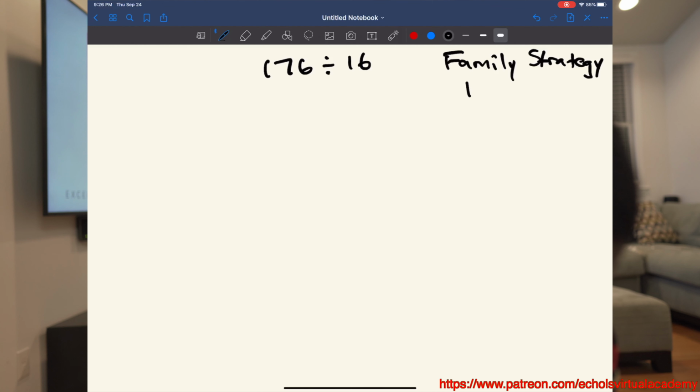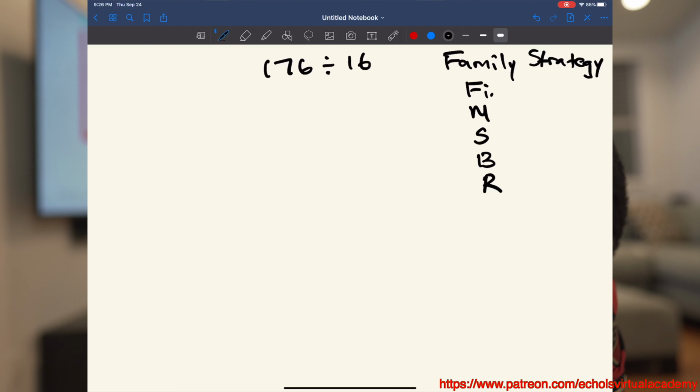And it goes father, mother, sister, brother, Rover. Rover like the family dog. Find, multiply, subtract, bring down, and repeat.